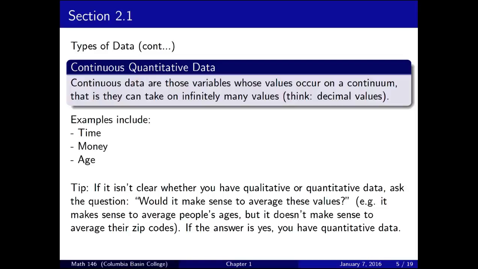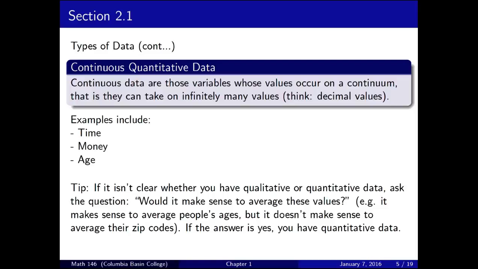Would it make sense to average these values? For example, does it make sense to average people's age? Yeah, that makes sense. That's a quantitative variable. Does it make sense to average people's zip codes? I would say it doesn't. I can't imagine what good it would do to average 2 zip codes.